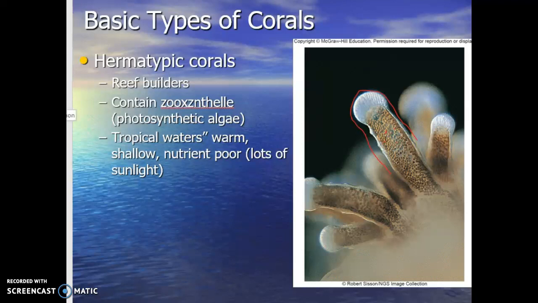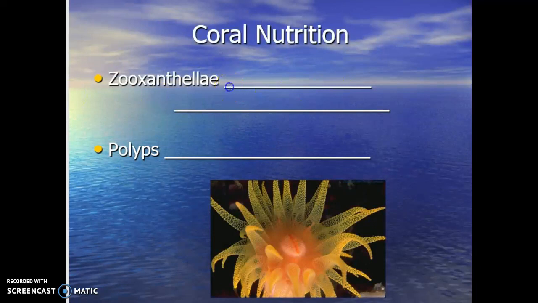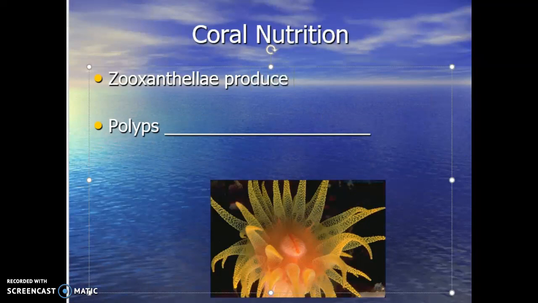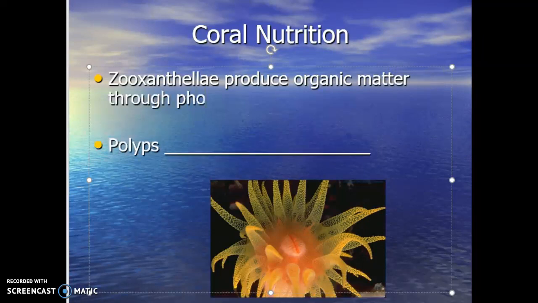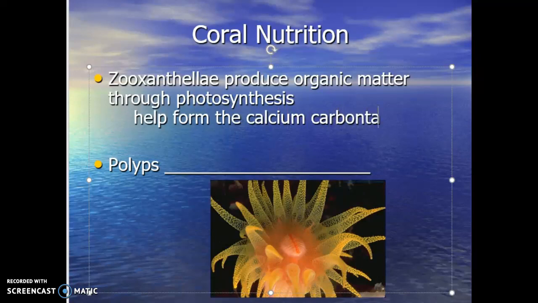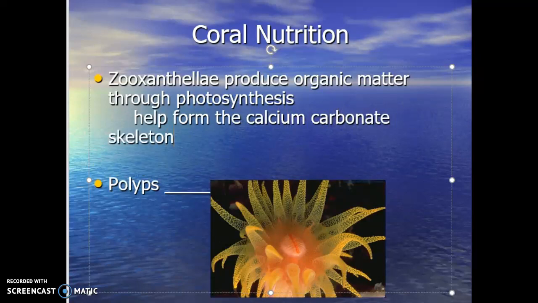All right, so now, again, looking at the nutrition of the coral, the zooxanthellae is going to be responsible for producing organic matter through photosynthesis, and that's what feeds the coral. They also will help produce the calcium carbonate skeleton. So the zooxanthellae is going to help with the production of that as well.